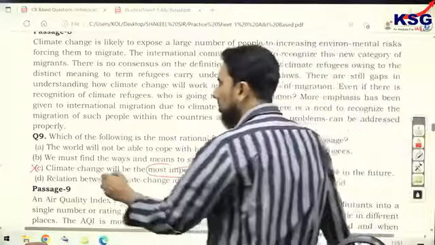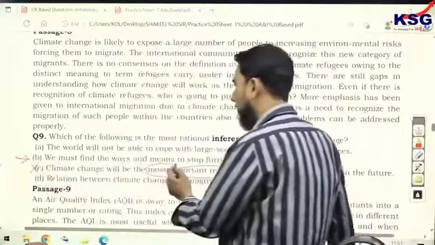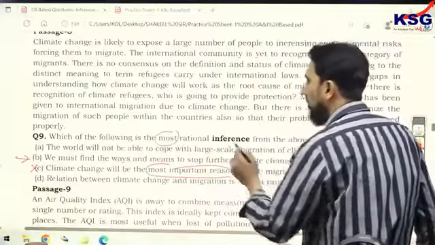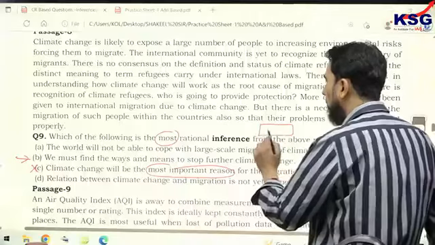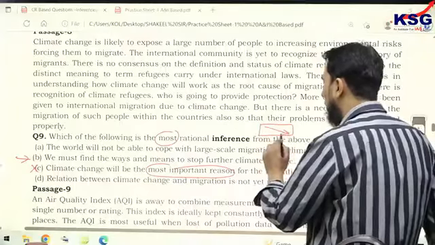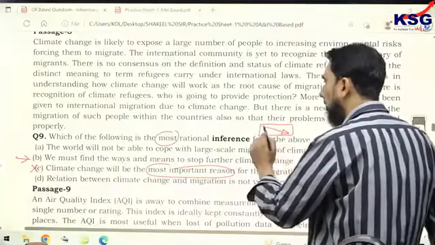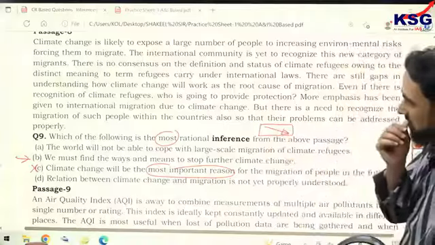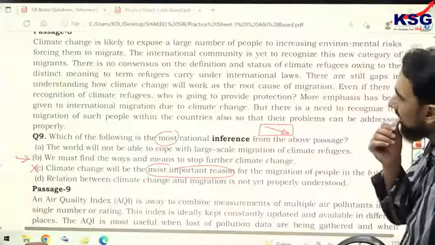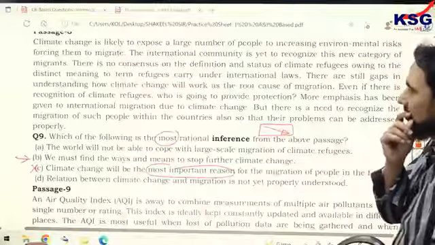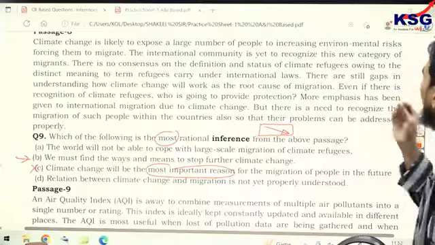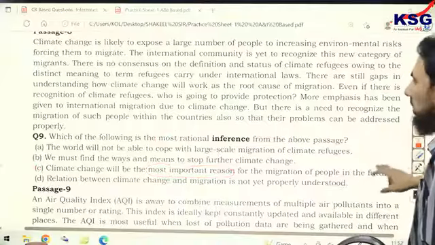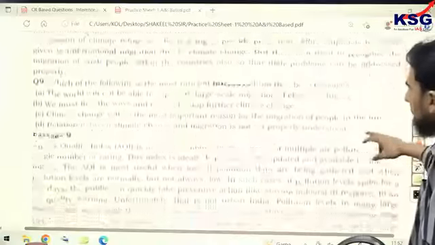Actually, the passage is not talking about how we must find the ways and means to stop further climate change. We are supposed to choose, since the most superlative is written, then we have to see which option is a logical deduction based on the entire argument or the main argument of the author. So B doesn't come in that category because climate change caused migration is mentioned in the passage, and the emphasis is that we are not yet ready, or we have not given it the recognition properly, we have not understood.